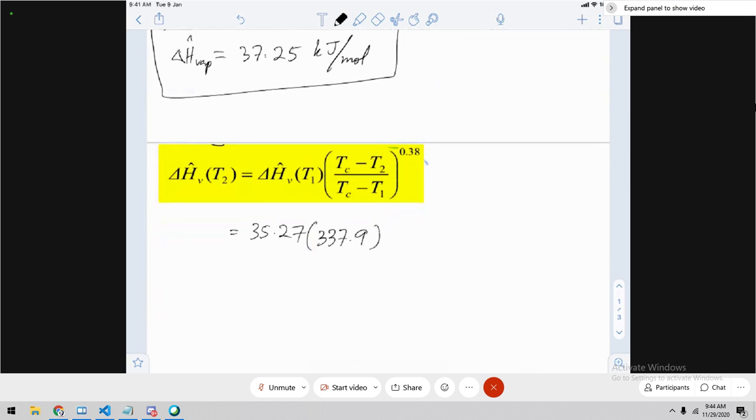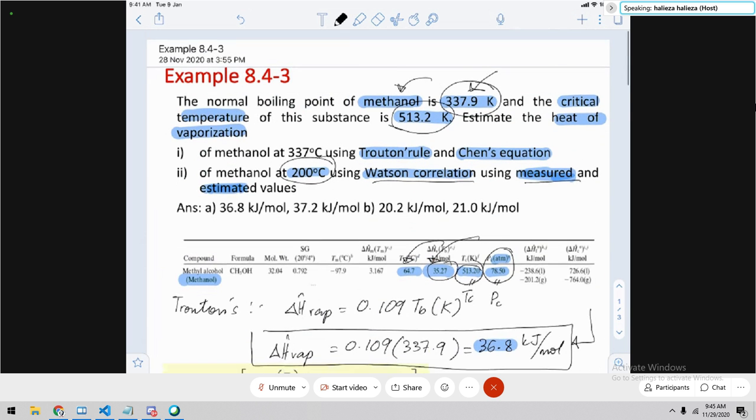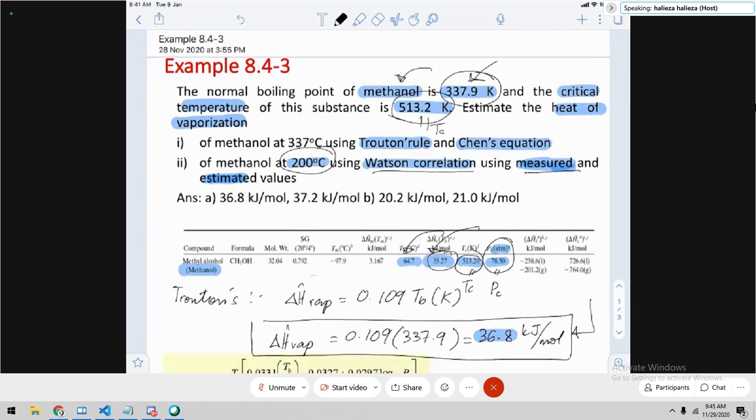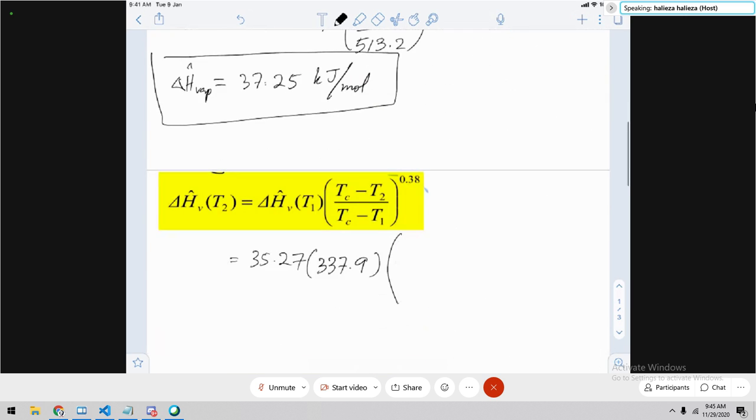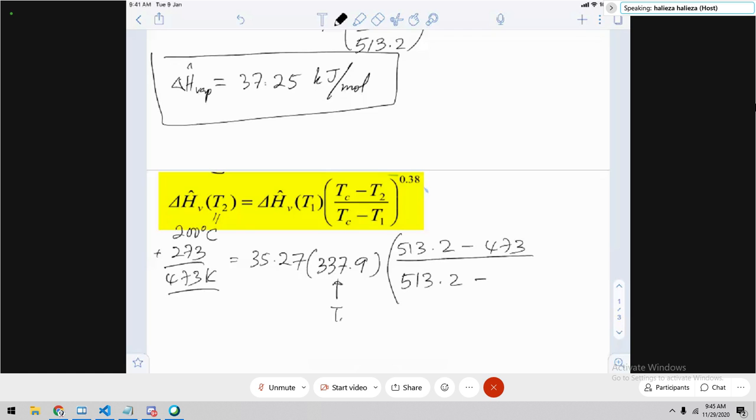So that's what I got over here. The critical temperature, we already know what the critical temperature is. That's the critical temperature, 513.2, minus the second temperature, which is your desired temperature asked by the question, 200. If you make that into Kelvin, you get 473 Kelvin. So that's 473 Kelvin divided by the critical temperature minus the first temperature, T1, the normal boiling temperature, to the power of 0.38.